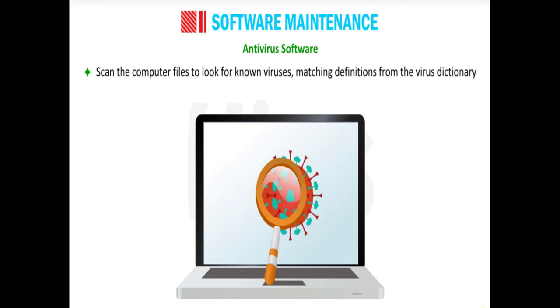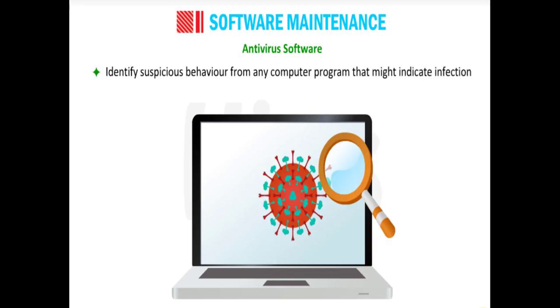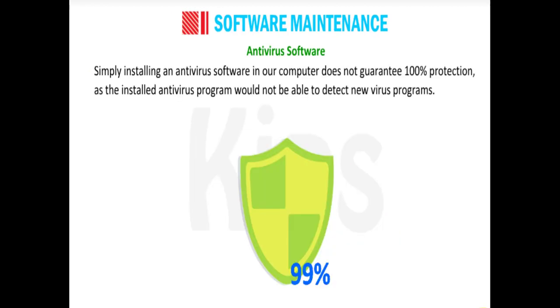Antivirus software scans the computer files to look for viruses, matching definitions from the virus dictionary. It identifies suspicious behavior from any computer program that might indicate infection. Simply installing antivirus software in our computer doesn't guarantee 100% protection, as the installed antivirus program would not be able to detect new virus programs. We should update to the latest versions of the antivirus programs from time to time.